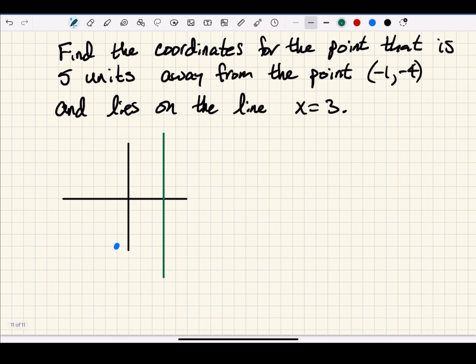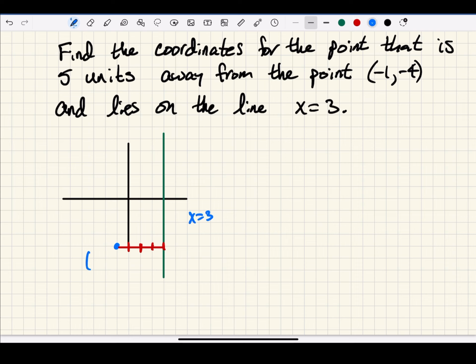If we were to count horizontally from this point, 1, 2, 3, 4, we can see that on a horizontal line, the closest point would be 4 units. Now we need something that is 5 units away, so it would have to be something on a line like this, or maybe like this, or something similar. We don't know for sure. But we do know that it lies on this line, and therefore the x-coordinate for this point would be 3.